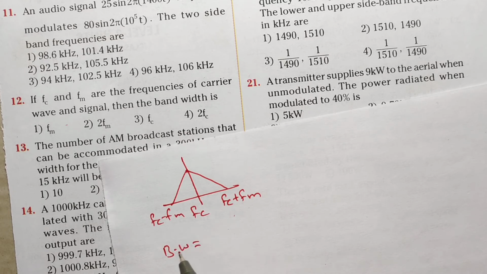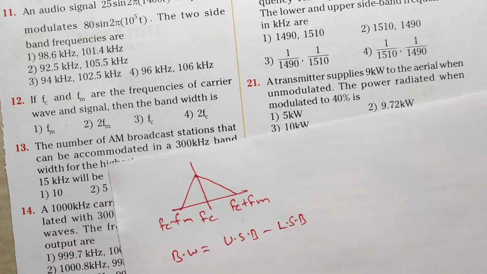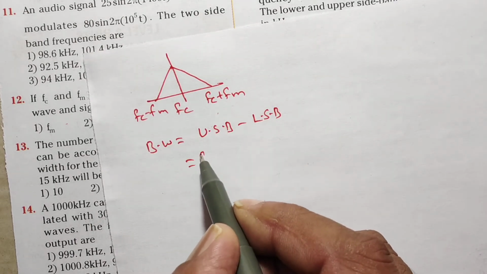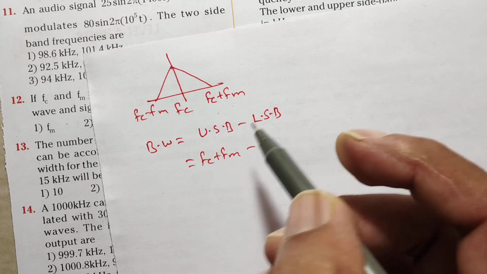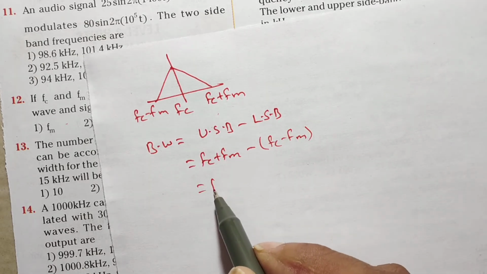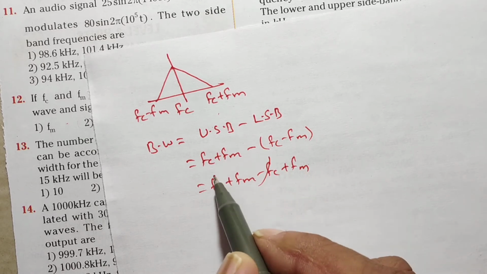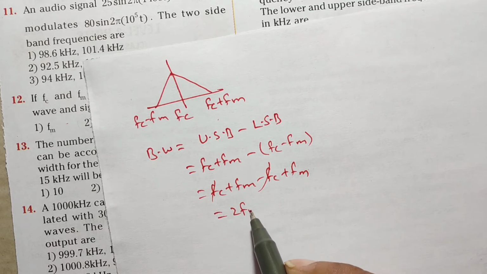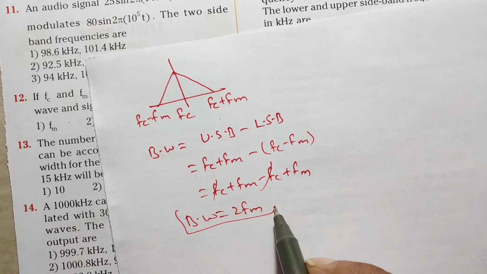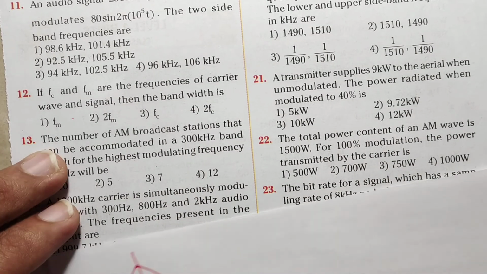How do we define the bandwidth? Bandwidth is the difference of the upper sideband frequency minus the lower sideband frequency. Upper sideband frequency is FC plus FM, and lower sideband is FC minus FM. FC plus FM minus FC plus FM, we are getting 2 FM. Bandwidth is 2 FM.